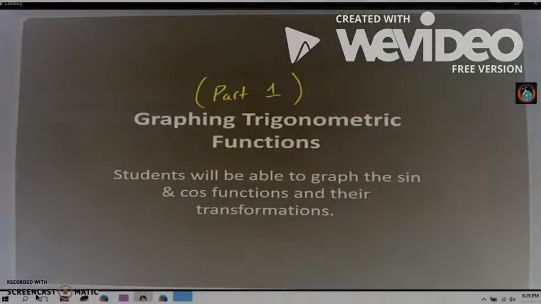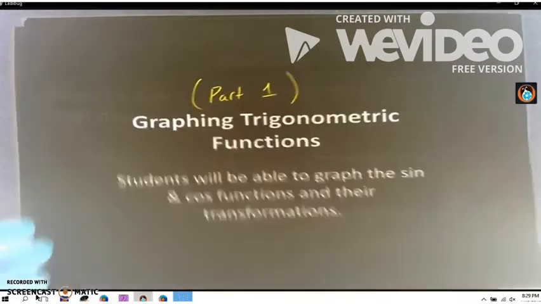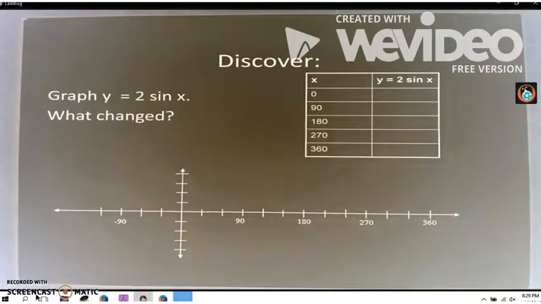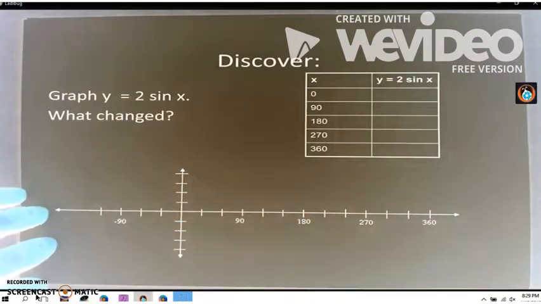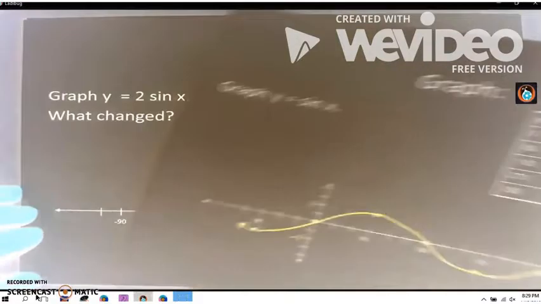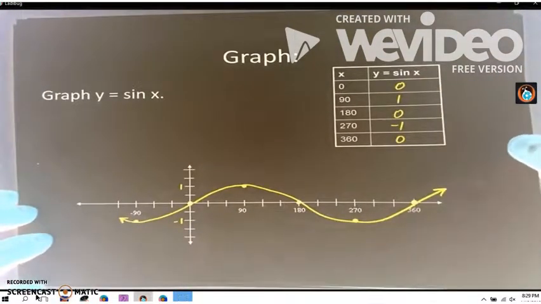Hello everyone. So we're going to be graphing some trig functions today, sine and cosine, and we're going to take a look at some transformations that will begin to happen to some of these. So the first one that I'd like us to look at is y equals 2 times sine of x. Alright, so what we're going to compare this to is our parent function, y equals sine of x, which we should be fairly comfortable with now.